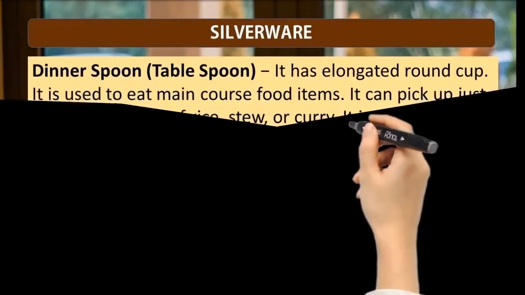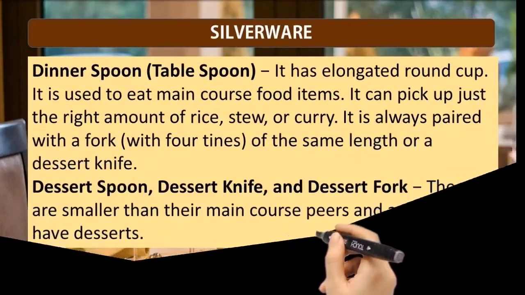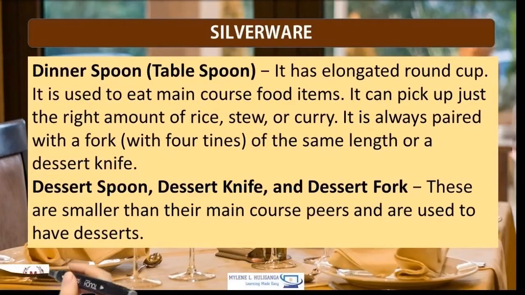The dinner spoon. The dinner spoon or tablespoon has an elongated round cup. It is used to eat main course food items. It can pick up just the right amount of rice, stew, or curry.